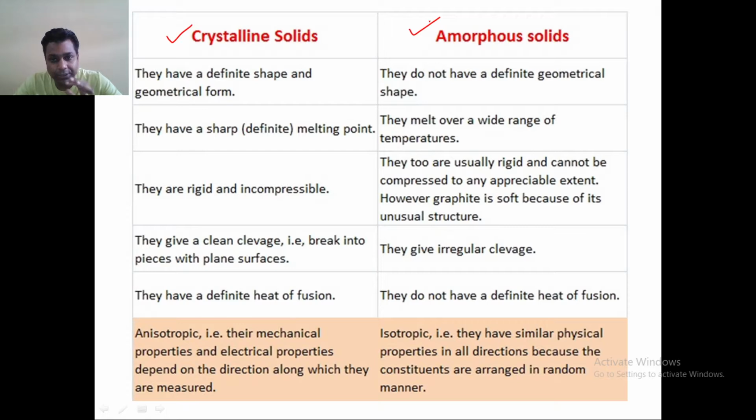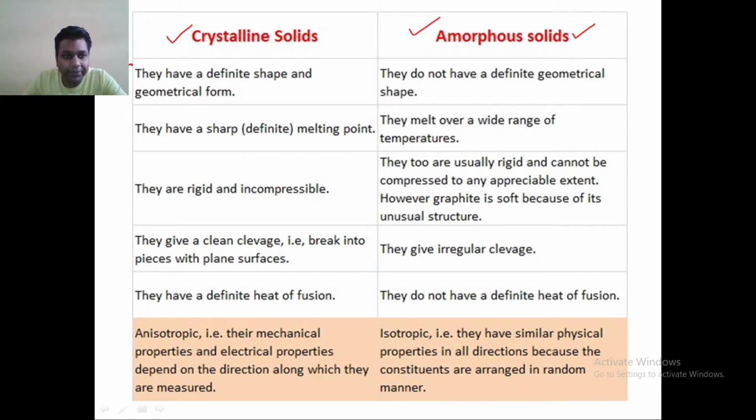To understand this topic and the difference, I'll advise that you first go through video lecture number 1, then you'll be able to understand this lecture number 2, because it is related to the concepts that I discussed in lecture number 1. Okay, so let's start with the difference between the crystalline solid and the amorphous solid.